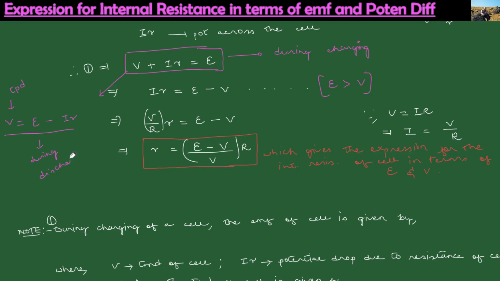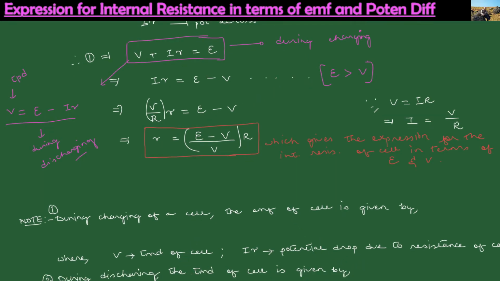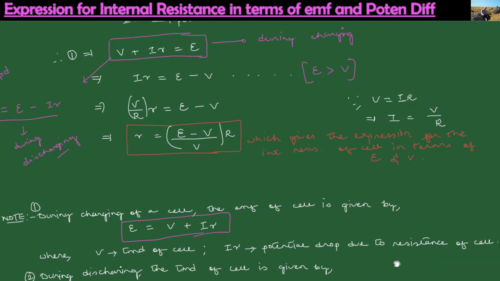When I say during discharging, that means current is flowing in the circuit. During charging, no current is flowing in the circuit. So from here, making use of those two expressions, during charging the EMF E of the cell is given by this expression, V plus IR. Remember this expression, it is very, very important. V is the terminal potential difference of the cell, and IR is the potential drop due to the resistance of the cell.